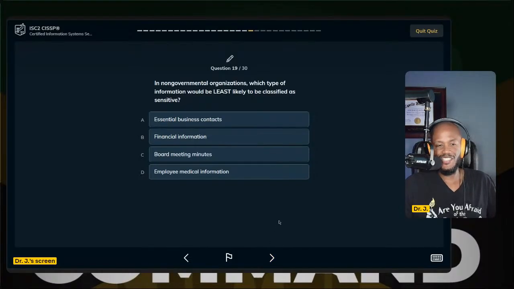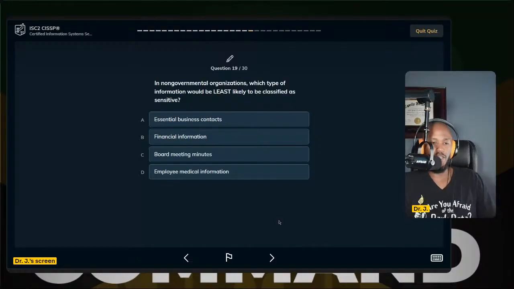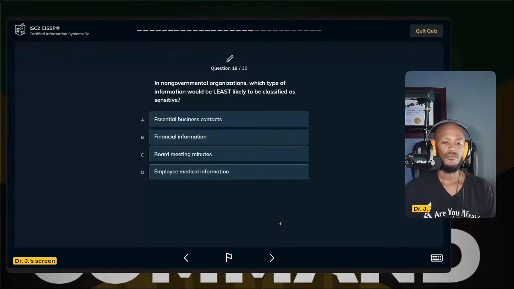In non-governmental organizations, which type of information would be least likely to be classified as sensitive? Least likely. Business contacts, financial. Board meeting minutes can be sensitive. Medical for sure. Yeah, I mean, business contacts. People have business cards, so that falls under PII, not under sensitive.